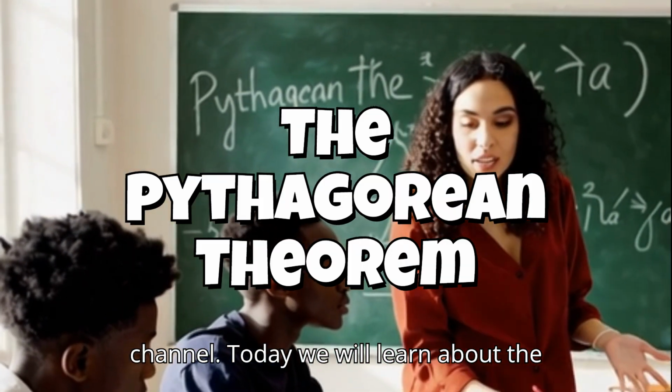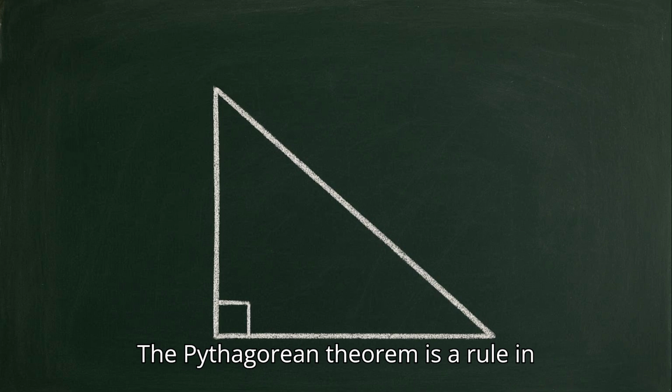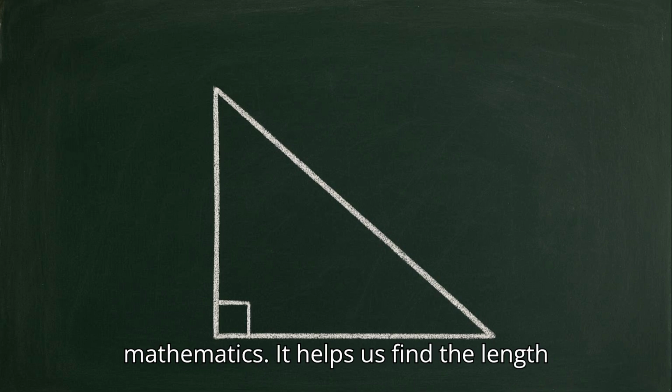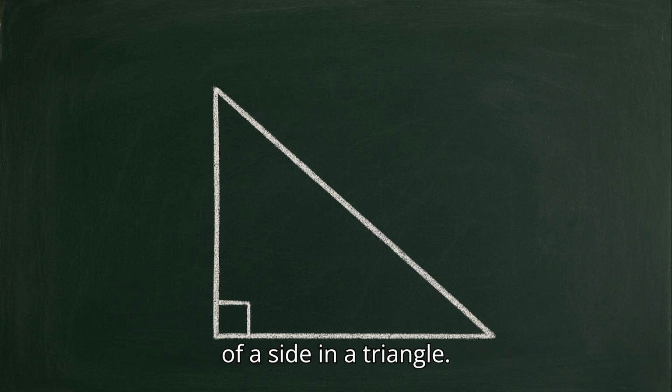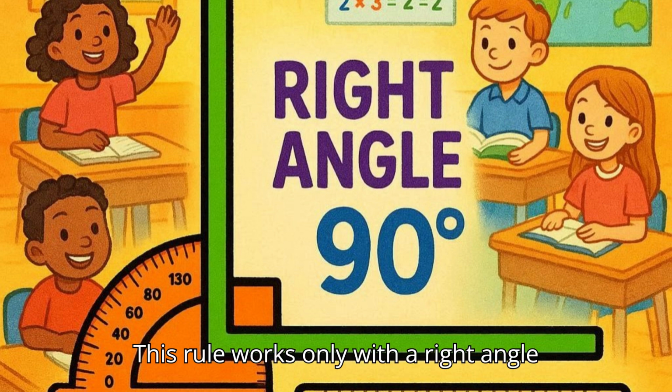Today we will learn about the Pythagorean theorem. The Pythagorean theorem is a rule in mathematics. It helps us find the length of a side in a triangle. This rule works only with a right-angled triangle.